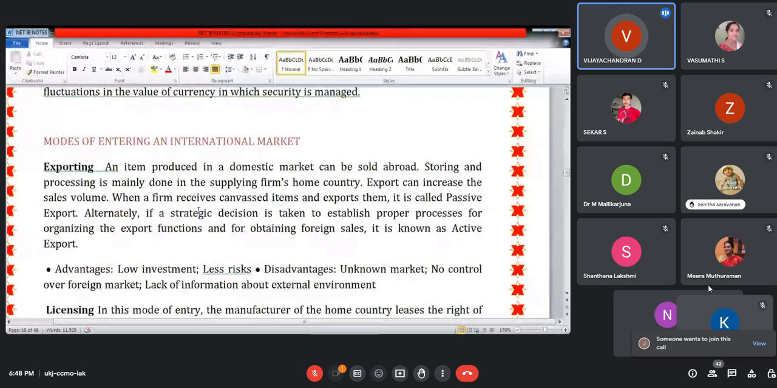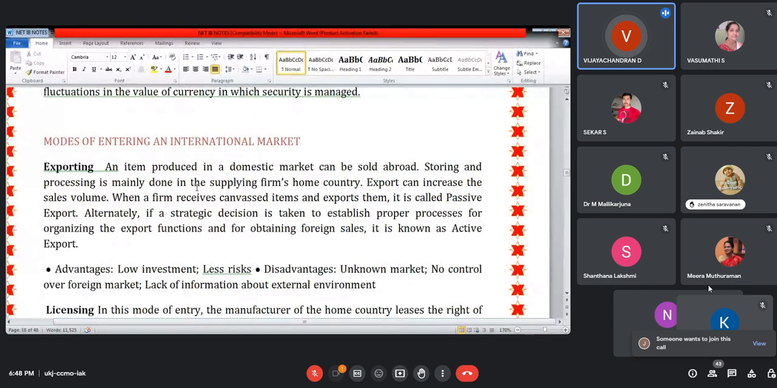So what is exporting? Your product will be sold in a country located abroad, and this exporting will increase the sales volume. You can have the product in the other country also. Your product will not be restricted only to the domestic market, so your sales volume will be increasing. That is another option for increasing your market share. This is the simplest way, exporting.